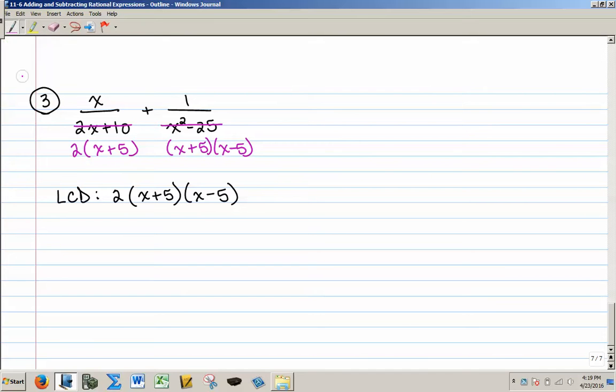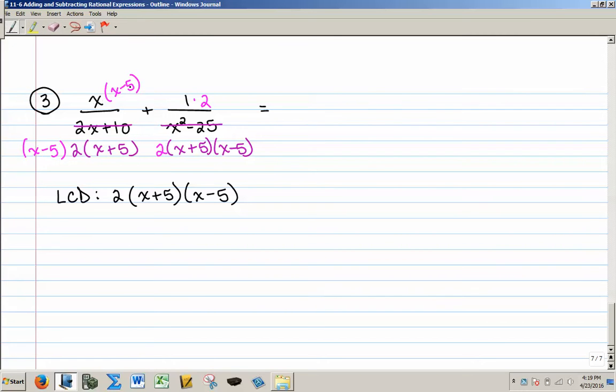So now let's figure out what each fraction needs to be multiplied by in order to get that common denominator. So my first one has a 2 and an x plus 5, but it needs an x minus 5, top and bottom. My second fraction has an x plus 5 and an x minus 5, but it needs a 2. So I have to multiply by a 2, top and bottom.